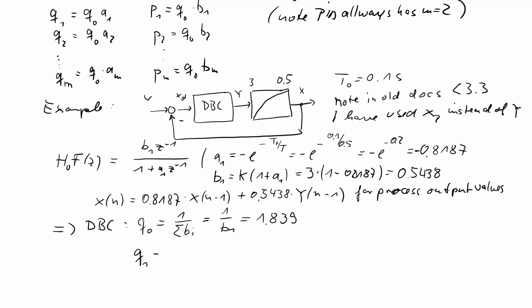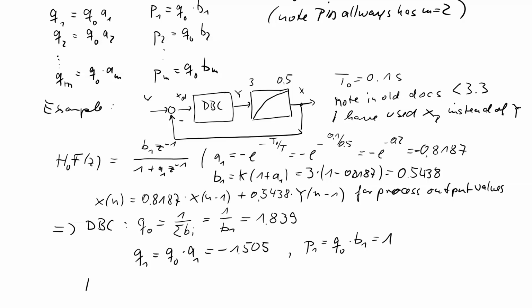Then we have Q1. Q1 is Q0 times A1. In our case, Q0 we store for the moment, so Q1 multiplied with A1 is 1.839 times negative 0.8187 gives negative 1.505, and P1 is Q0 times B1, and in our case, exactly if Q0 is 1 over B1, this is accurately the 1.